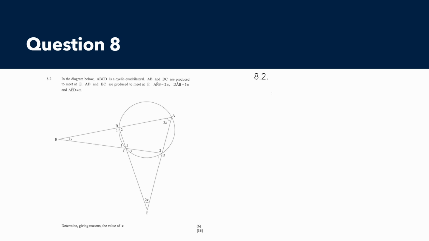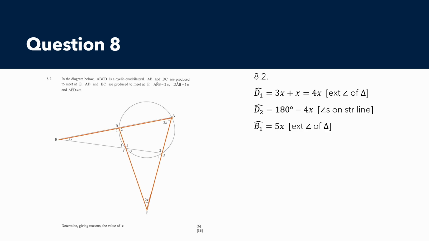First, I went on to say angle D1 is equal to 3x plus x, and they're both equal to 4x, exterior angle of a triangle. And I went on to say angle D2 is equal to 180 degrees minus 4x, angles on a straight line. And I went on to say angle B1 is equal to 5x, exterior angle of a triangle. And I went on to say angle B1 is equal to angle D2, exterior angle of a cyclic quadrilateral.